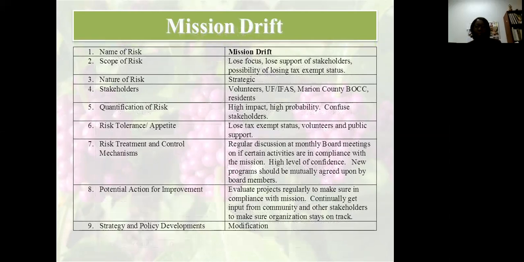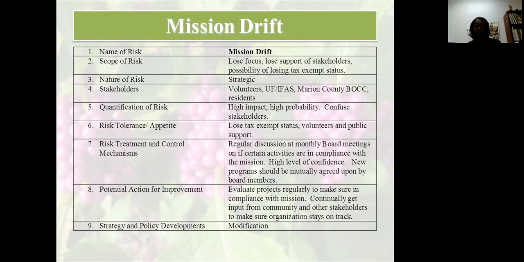Then, of course, there's mission drift. And so you'll hear some people talk about their master gardener programs being run like garden clubs. And evidently, it's a situation where they've lost sight of the vision and mission of their organization.